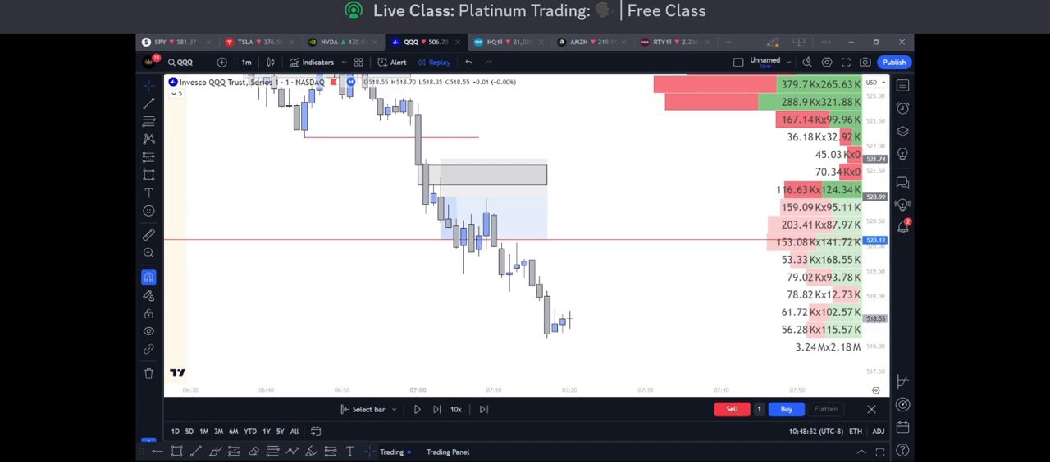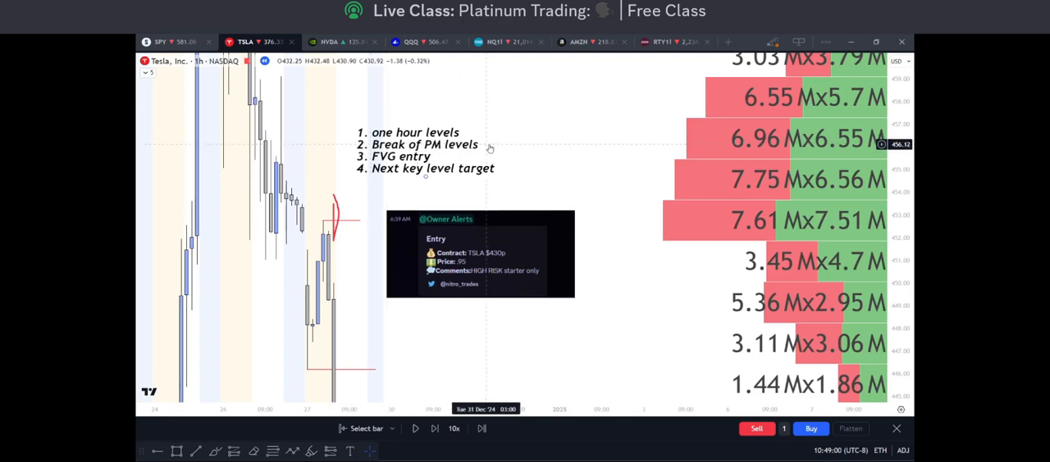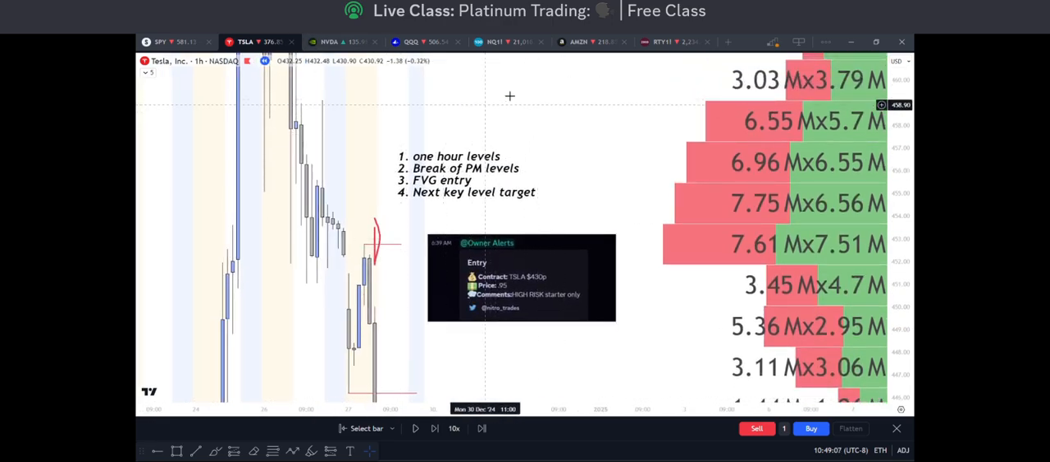Okay. Can you repeat that? Yes. Repeat the setup, correct? So make sure you guys take a picture of that because this is basically what I trade. 1 hour level, break of those levels, fair value gap, and exit at the next key level target. Okay. So if you guys want to take a second and go through that.